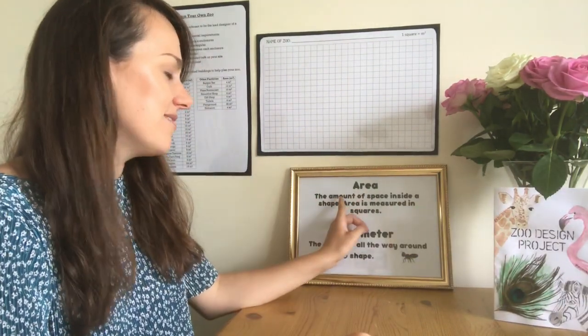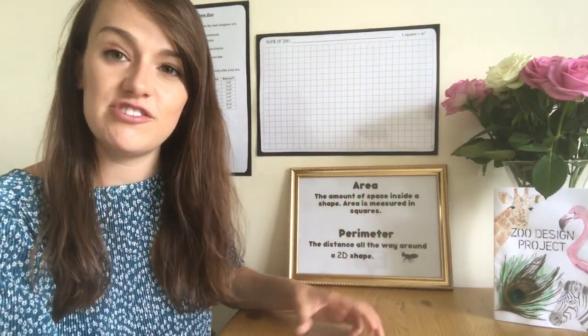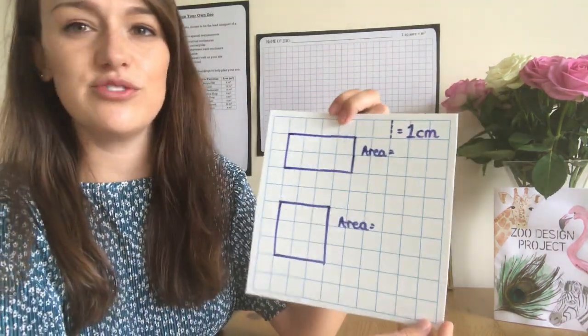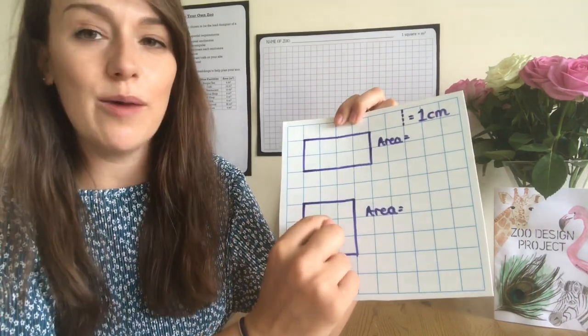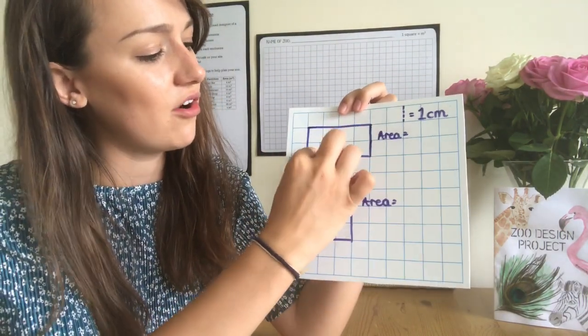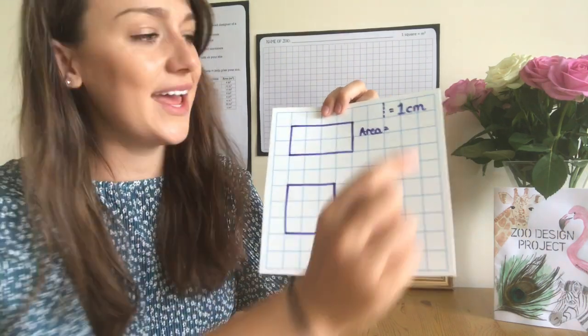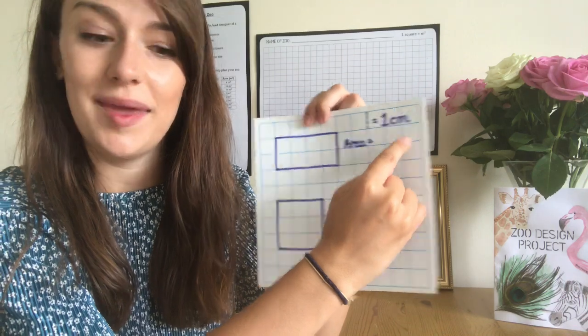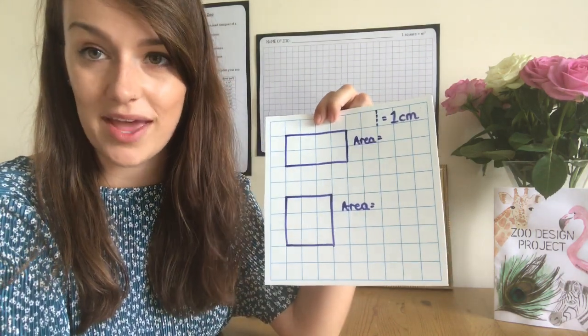So area is the amount of space inside of a shape, and it is measured in squares. So if we have a look here at our two shapes, we have a rectangle and we have a square. And the area is the amount of squares inside of the shape. And today, our squares inside have a side length of 1 centimetre, so they are 1 centimetre squares.